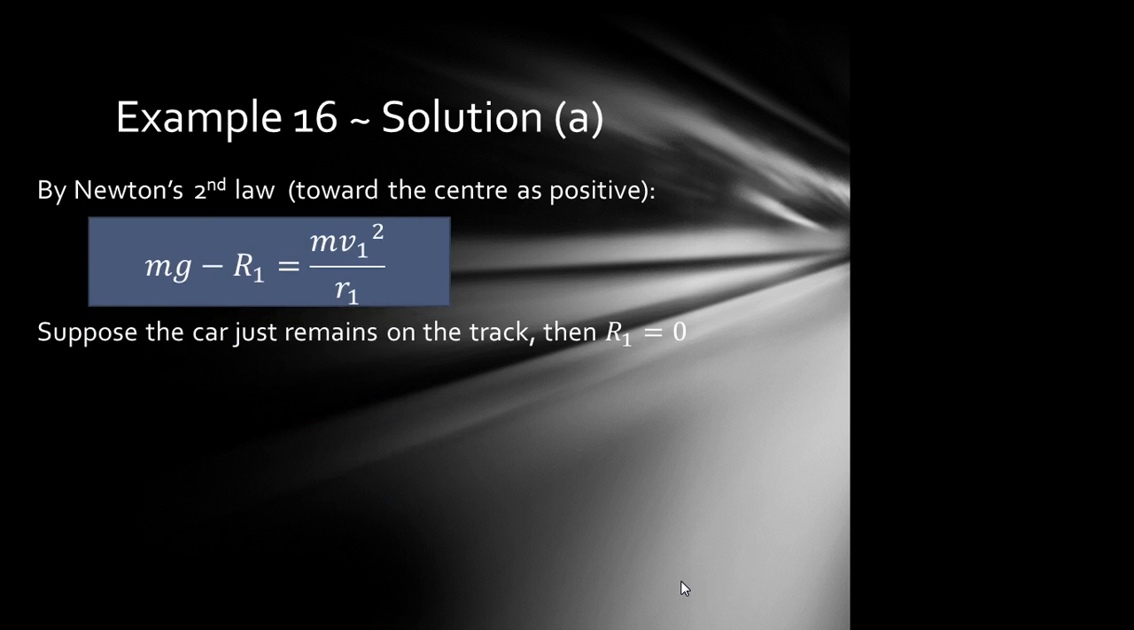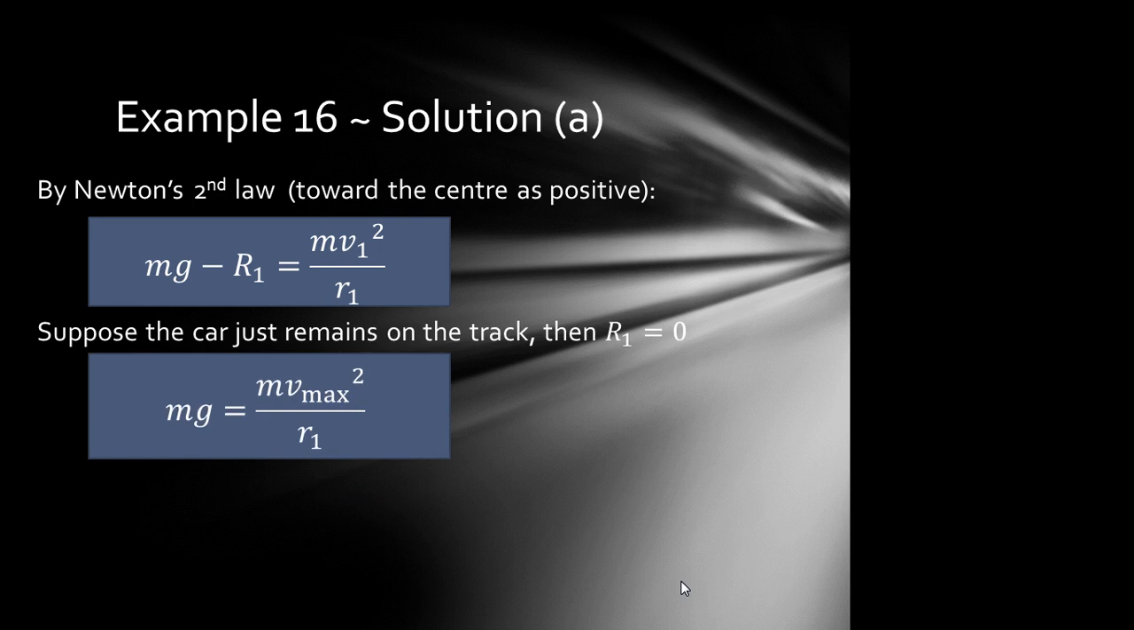Now I'm going to suppose the car just hovers on top of the track as it makes its circle. Right? It just barely makes a circle. So at the top of the track, the reaction force goes to zero. So the car is really just gliding over the track at that point in time. So we set R1 equal to 0. This speed is the maximum speed at which we can travel this part of the circle.